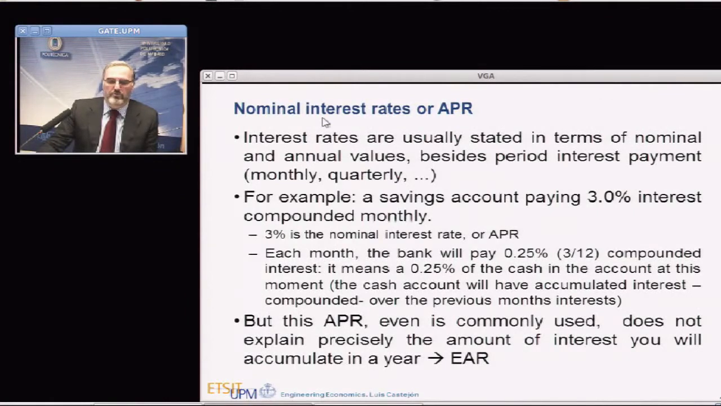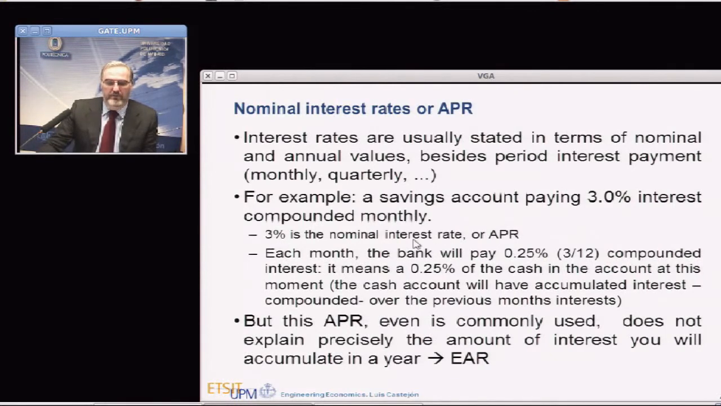So usually banks, as I have said, state interest rates in terms of nominal and annual values. Besides, the period of interest payment could be monthly or quarterly. For example, a savings account paying you 3% interest compounded monthly: the nominal interest rate, or annual percentage rate, is 3%. And this is compounded monthly. This is the key message.